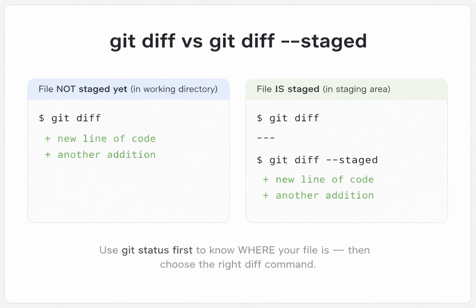The instructor's advice is great here. Always run git status first. If it says changes to be committed, your file is staged, so use git diff --staged. If it says changes not staged for commit, just use git diff. Knowing where your file is tells you which command to use.